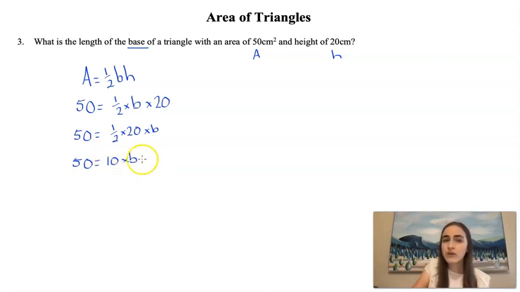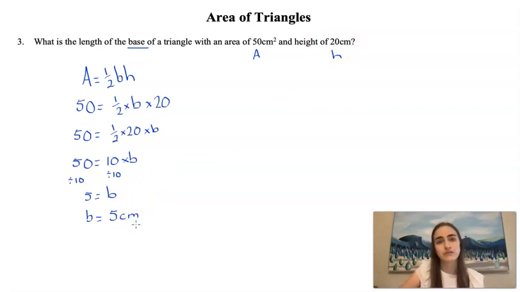And then we want to find out what this base is, which means we want to get it on its own. So we're going to divide both sides by 10 to get rid of that times by 10, which would mean 50 divided by 10 is 5. So 5 equals B. So let's just rearrange that again. So B equals 5. And then we need our units, which were, again, centimeters. So the base is 5 centimeters long. So that's having a look at area of triangles.